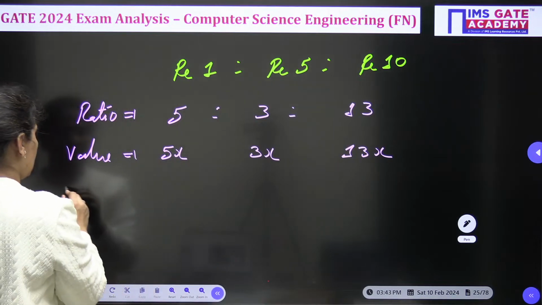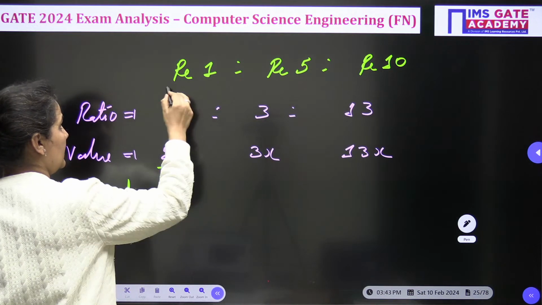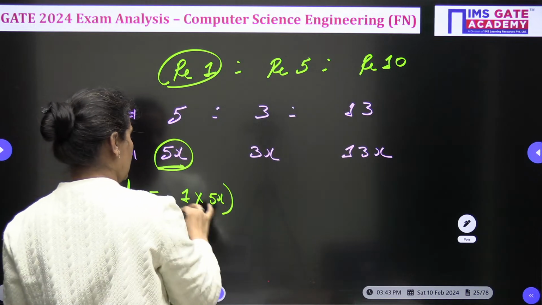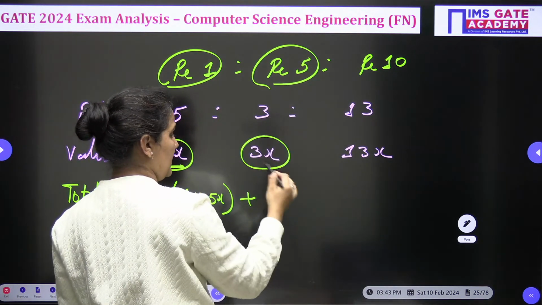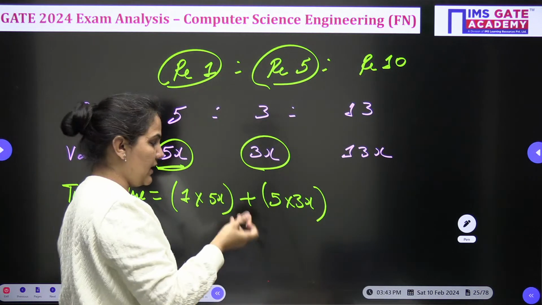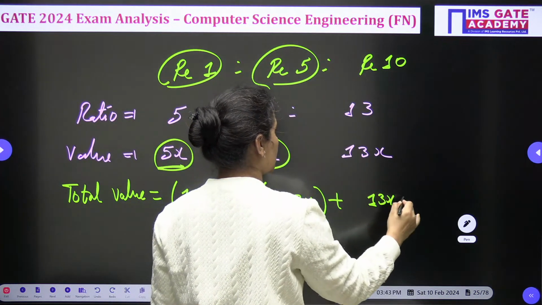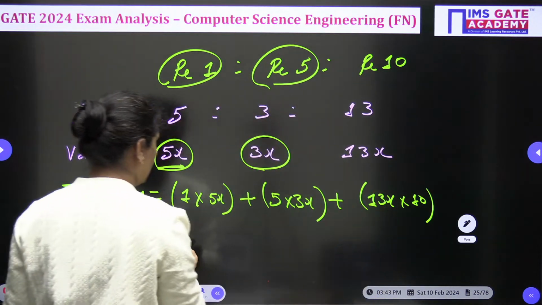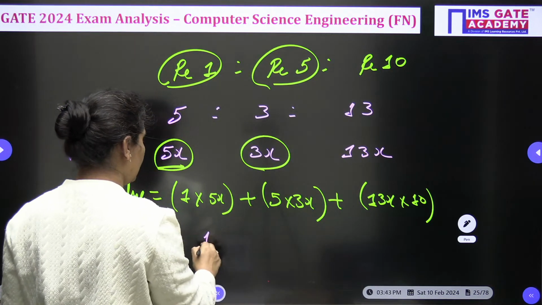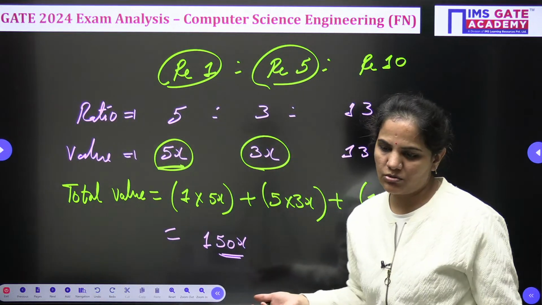So let's write down first of all the total value. Your total value will be rupees 1 multiplied by the number of rupees 1 notes, so 1 into 5x, plus rupees 5 multiplied by the number of notes it has. We are having 3x notes of rupees 5, 5x notes of rupees 1, and similarly 13x notes of rupees 10. So 5 plus 15 is 20, 20 plus 130 gives you 150x directly.